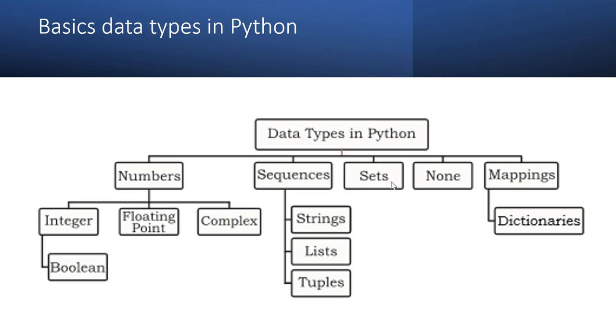A set is something like the mathematical concept of sets. And then there is the concept of None. None means no value, when you don't want to represent any value for that particular attribute. So None is also a data type in Python programming. Then we have a different category of mappings. Mappings means for each value you want to have some mapping. For that we have dictionaries.